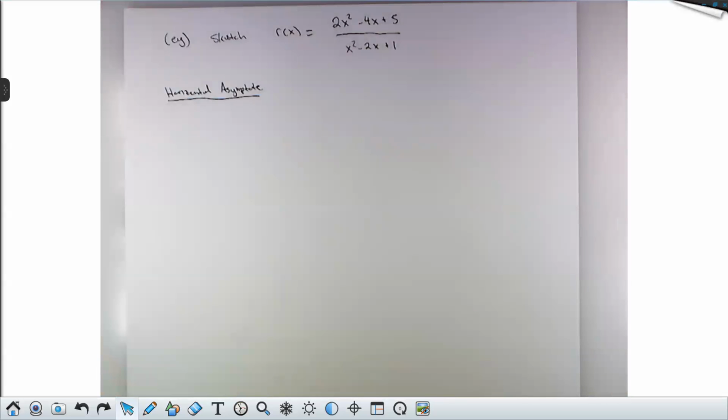Does this function have a horizontal asymptote? If yes, what is it and why? If no, why not? Yes, and it would be 2. Very good, yeah. So the degree of the top is 2. It's a quadratic function. The degree of the bottom is 2. It's a quadratic function. So the degree of the top is equal to the degree of the bottom.